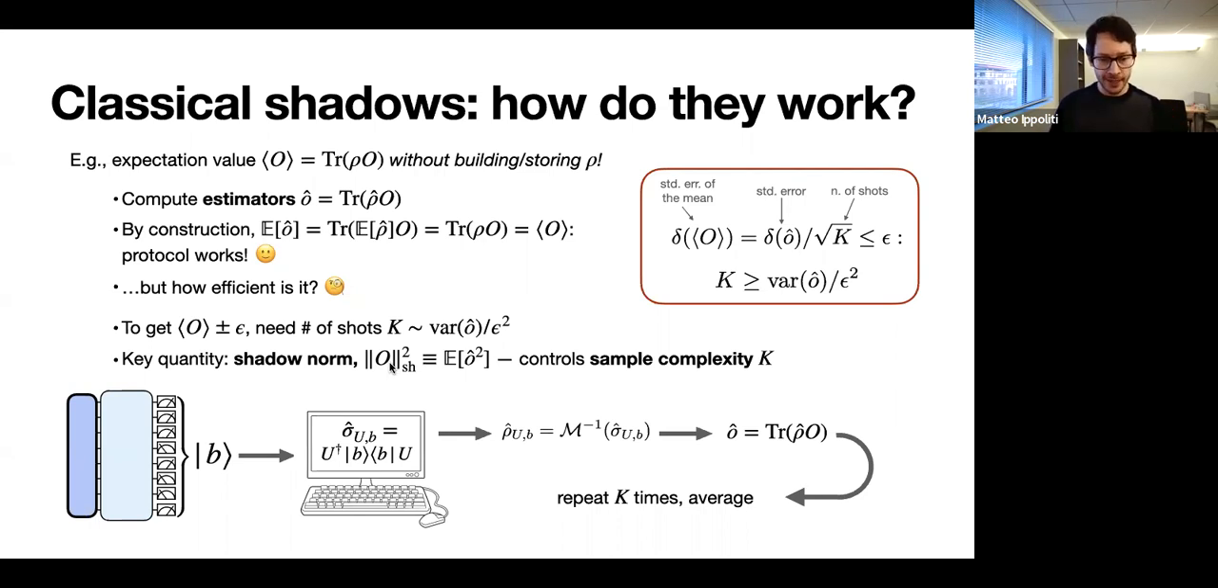And this crucially depends on how you choose the random matrix ensemble to go in here, how you randomize your measurements. And so the whole question about the applicability of this protocol is, how does the shadow norm scale for different operators given different choices of this randomization process?